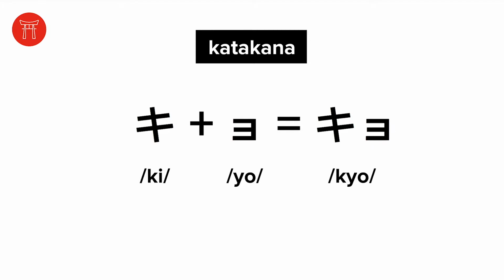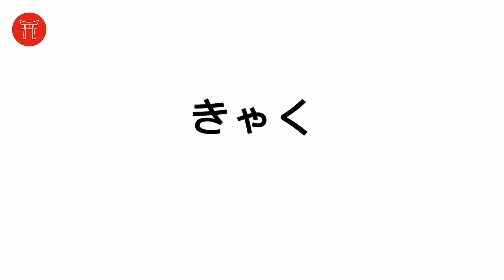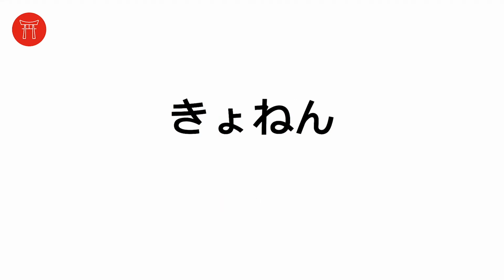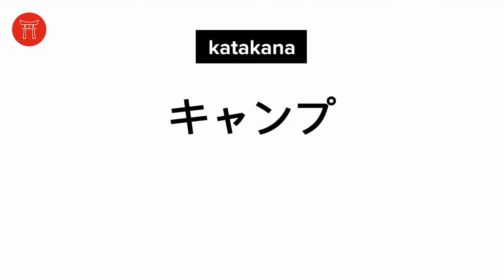Let's see each of these contracted sounds in an actual word. Try reading the following examples. Kyaku, this means customer. Kyu, it means 9. Kyonen, which means last year. And here is one in katakana that is borrowed from English. Kyanpu, which means camp, of course.